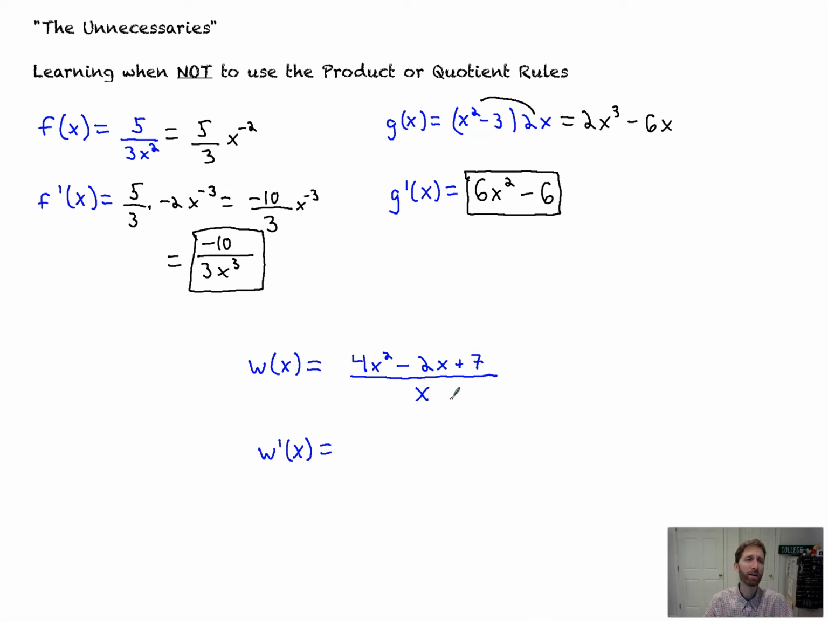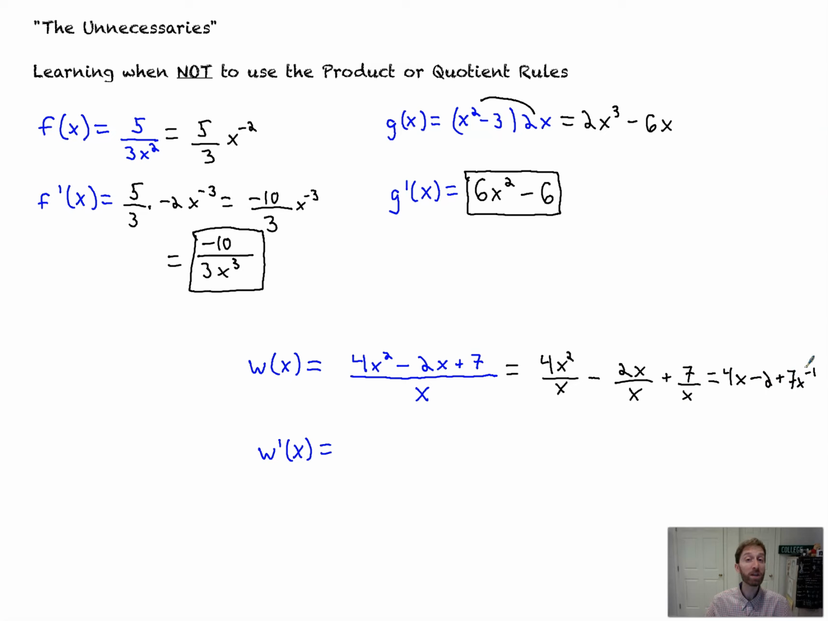So what do we do here? Could you use the quotient rule? Sure. Must you? No. You could rewrite this as 4x squared over x, and we actually did problems like these in 2.3. I called them the rewrites. And that's minus 2x over x, because we're rewriting the expression, minus 7 over x. So we're going to take the derivative of that once we simplify this down. 4x squared over x is 4x. The x's cancel here, nice. Minus 2. 7 over x is 7x to the minus 1.